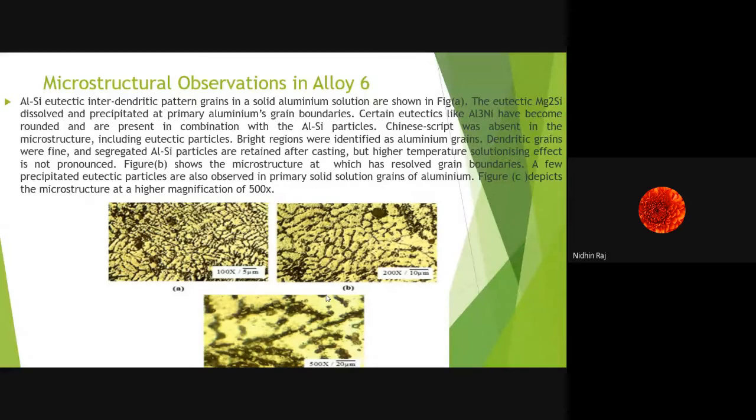Figure B shows the microstructure at 200x, which has resolved grain boundaries. A few precipitated eutectic particles are also observed in the primary solid solution grains of aluminum. Figure C depicts the microstructure at higher magnification, in the 500x range. The grain boundaries in figure C show finer eutectic particles of Mg2Si and Al3Ni along with fine aluminum silicon particles. These aluminum silicon particles are dull, bright globular particles, and the effect of higher temperature modified the precipitated eutectic particles into round particles at the grain boundaries, as you can see from figure C.